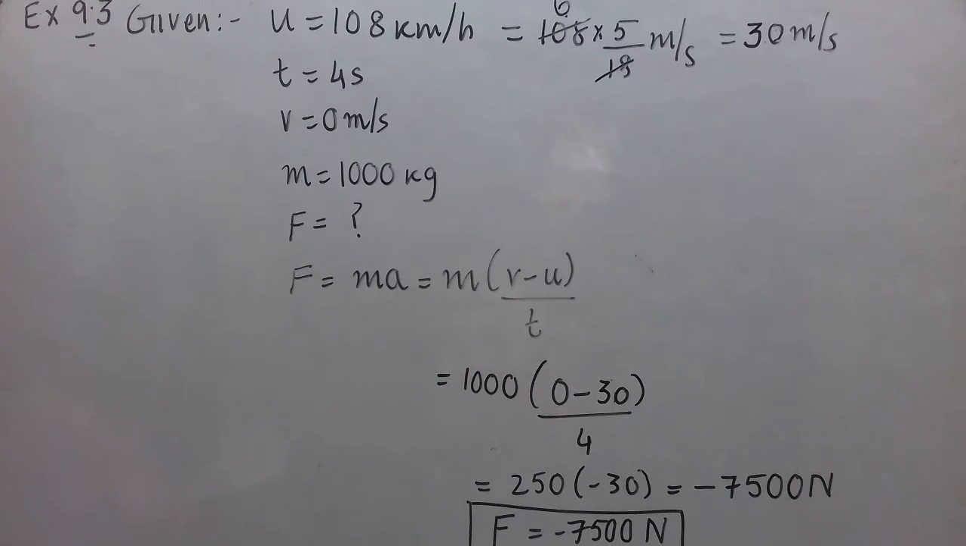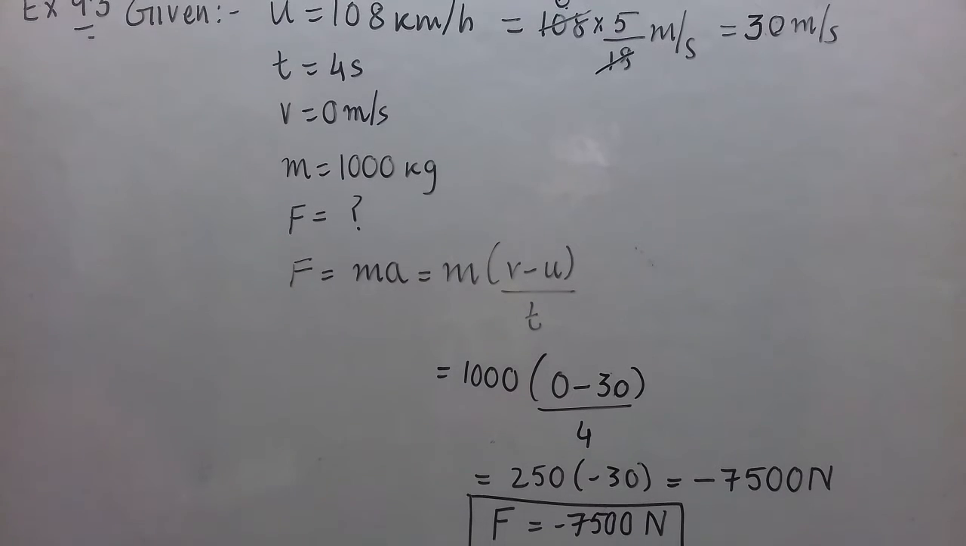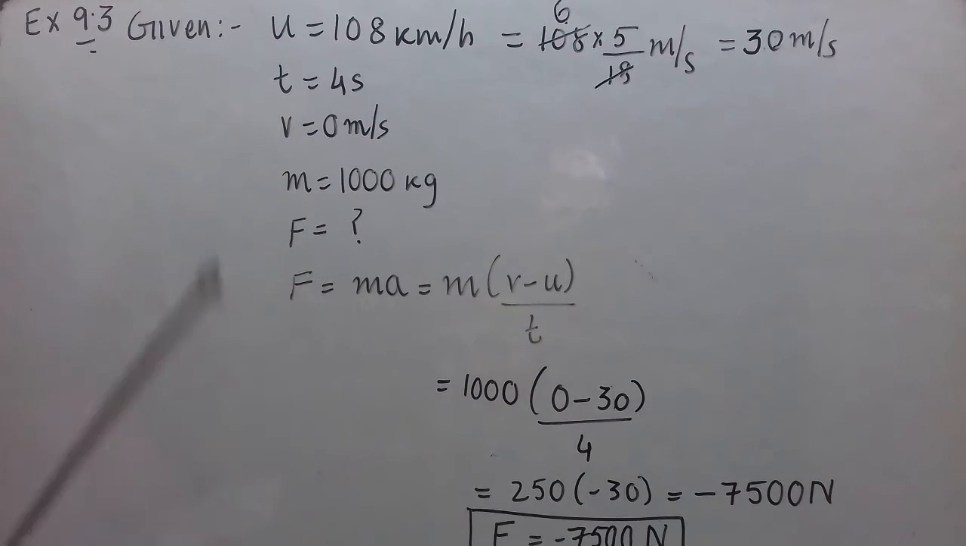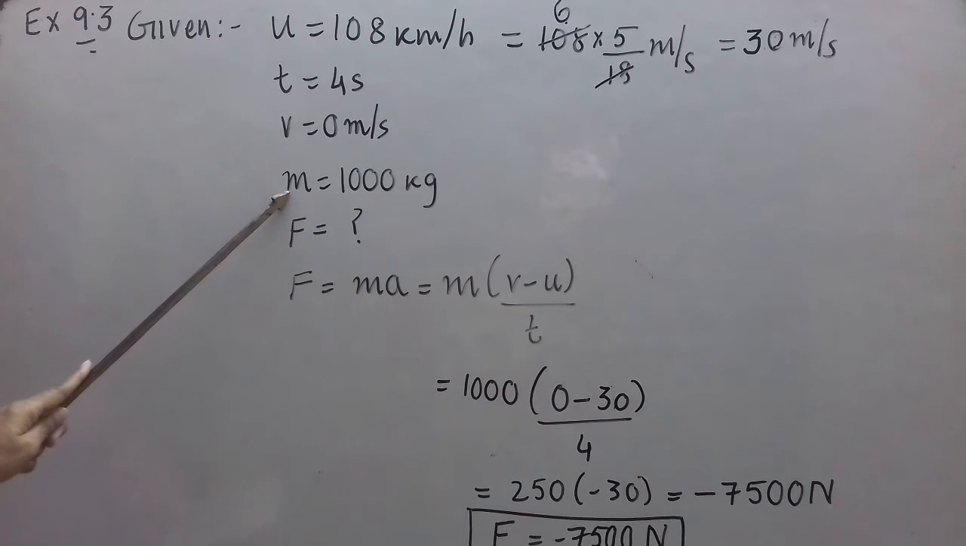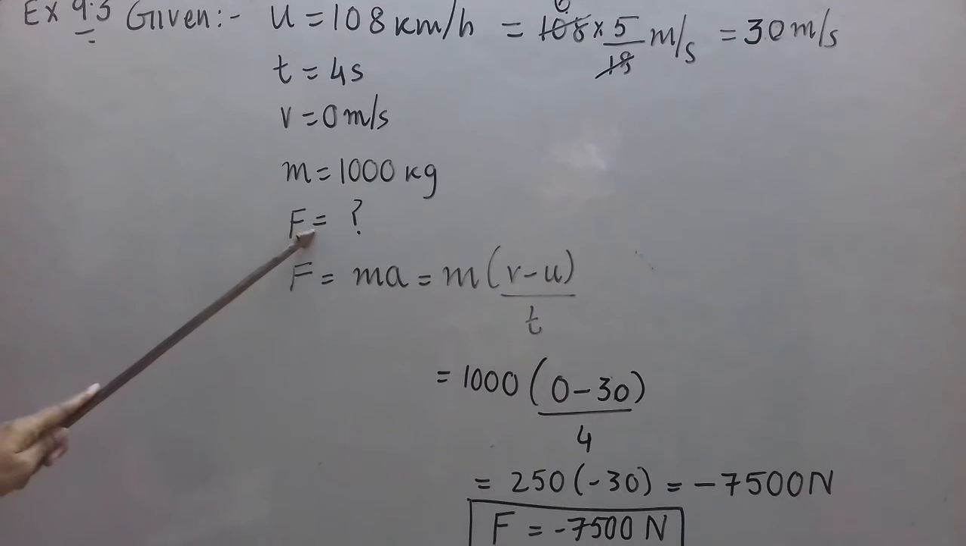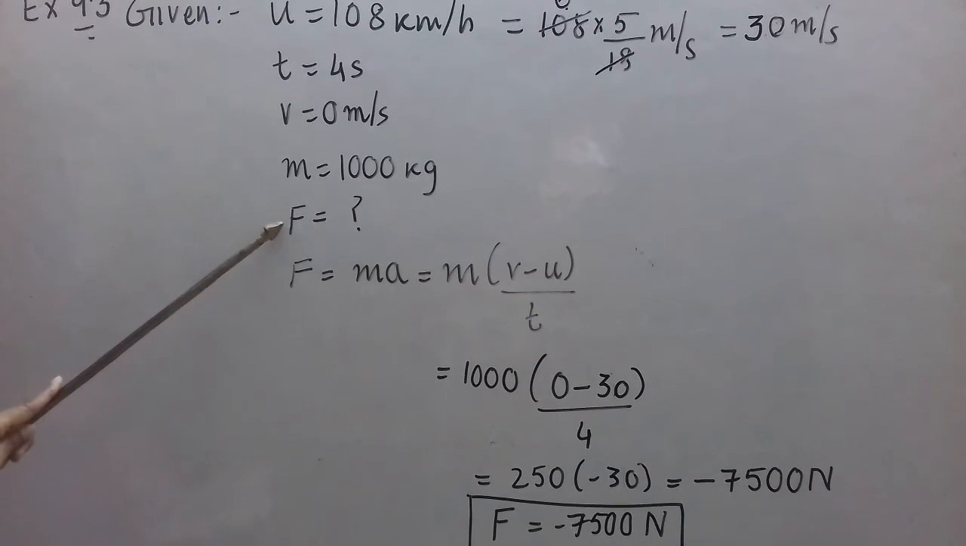After the brakes are applied, calculate the force exerted by the brakes on the motor car. The mass along with the passengers is 1000 kg, so the total mass of the car with the passengers, m, is 1000 kg. You have to find the force applied. This force is applied by the brakes.